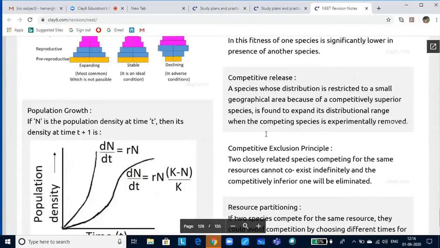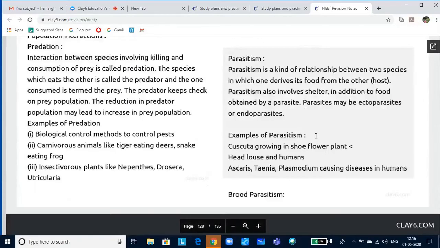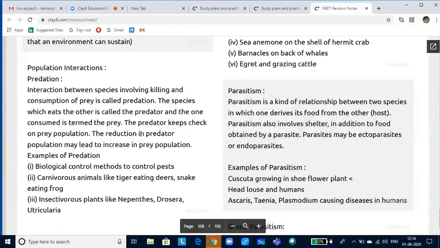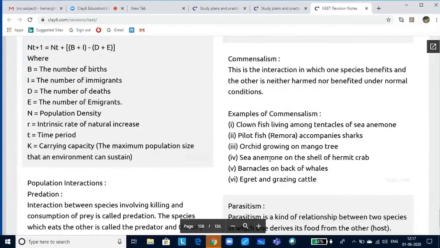Now let us look at population interactions. Before we get in, these are some of the definitions which they will ask you. One is predation. Predation is an interaction between species involving killing and consumption of prey. The species which eats the other is called a predator. The one consumed is called the prey. Predators keep a check on the prey population. A reduction in predator population may lead to an increase in prey population. What are the examples? Biological control methods to control pests, carnivores like tigers eating deer, snakes eating frogs, and insectivorous plants like Nepenthes, Drosera, Utricularia, etc.